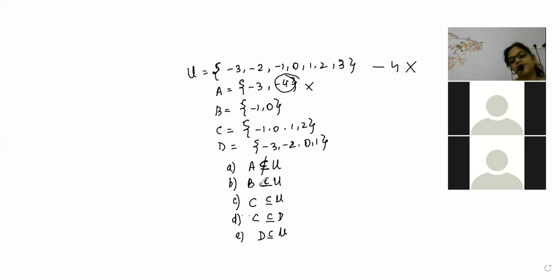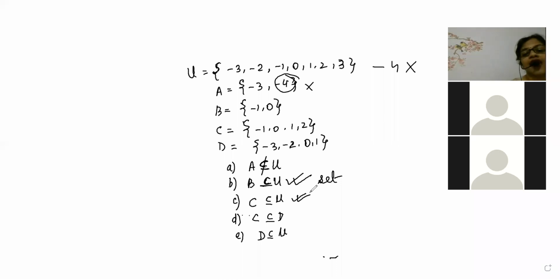So B is a subset of the universal set. Why? Because whatever element is there in B, beta, it is present in the universal set. So since it is present in the universal set, it is a subset. Correct? Is C possible also? Whatever element of C is there, is it present inside D?